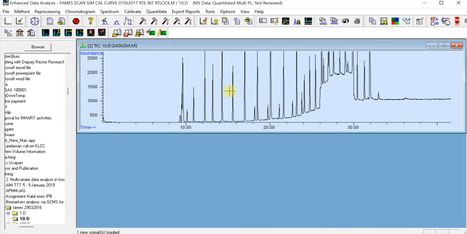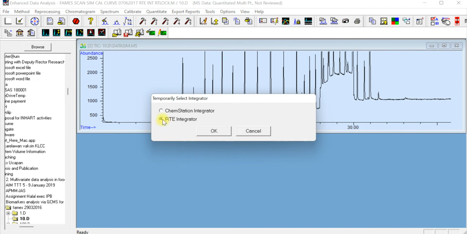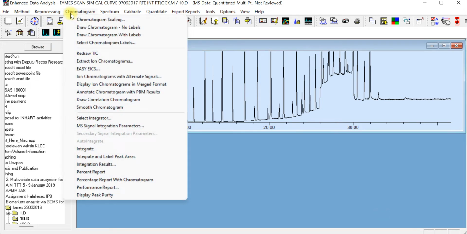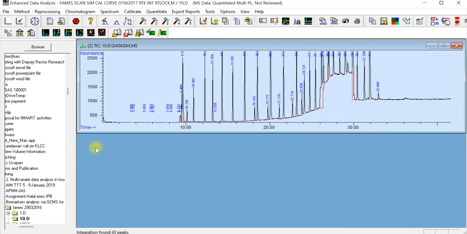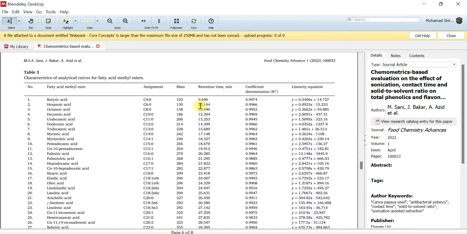You need to integrate the GCMS result. So you go to Chromatogram, select Integrator, choose RTE Integrator, and then click OK. Then you go to Chromatogram again and click Integrate. You can see here at 10.126 minutes it is hexanoic acid, which is almost near to the one that I have reported, 10.144.